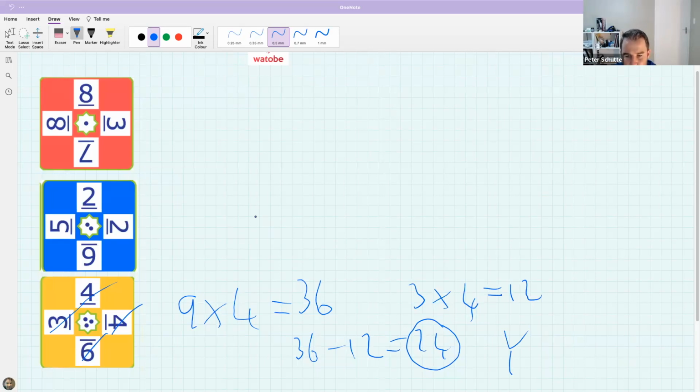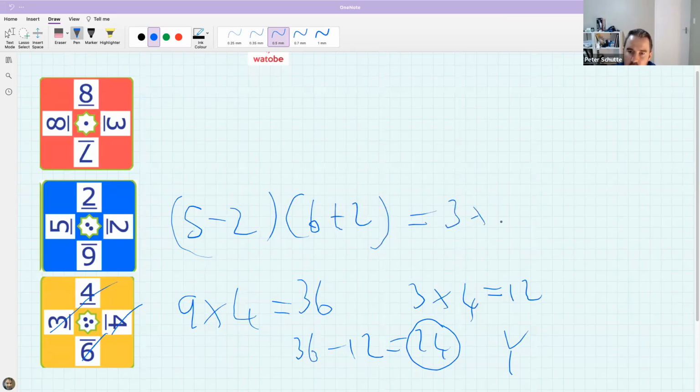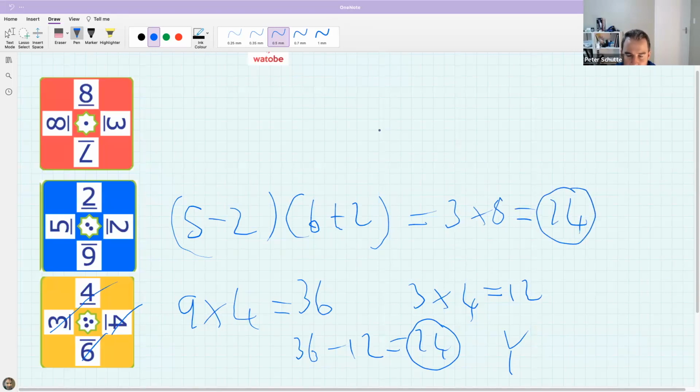And then for the blue one, Paul has said 5 minus 2 is 3, and that is times by 6 plus 2, which is 8. Paul, you're quite correct. Blue is that. Can anybody do the red one? Normally the red one is the first one we get. Today we're doing it a bit backwards.